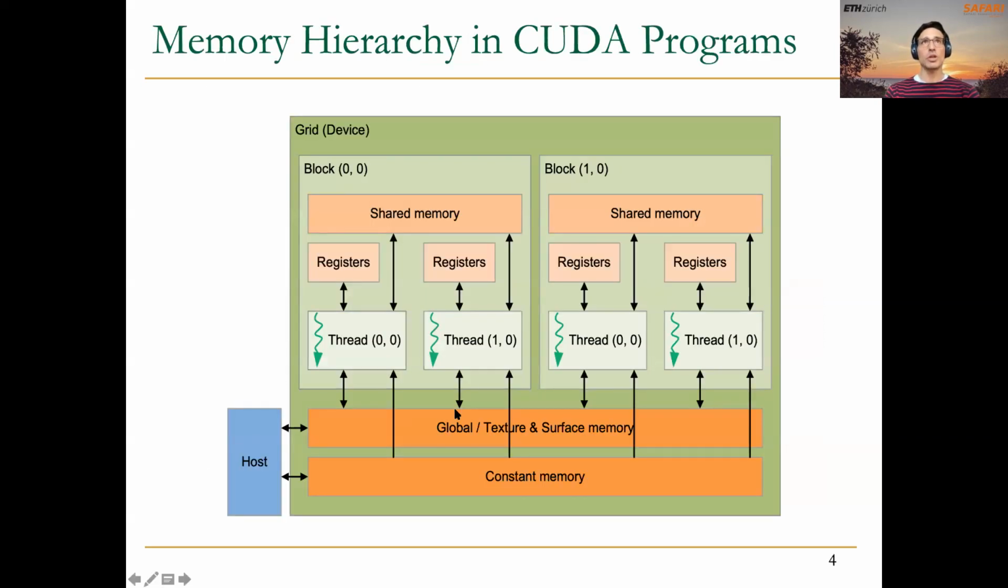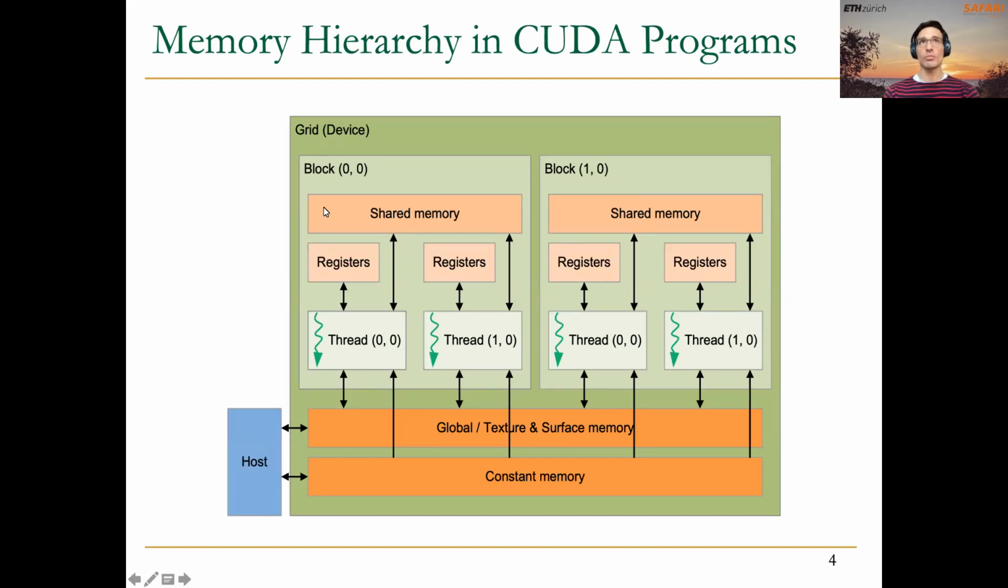Remember as well that from the point of view of the memory hierarchy, from the point of view of the software, threads can access automatic variables that usually reside in GPU registers, and threads belonging to the same thread block can share data and can communicate through the scratchpad or shared memory.